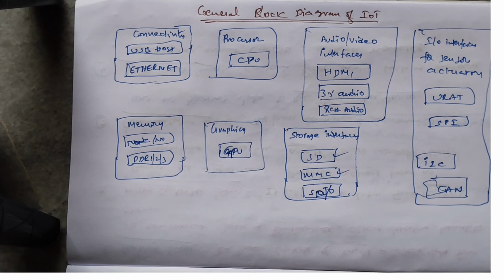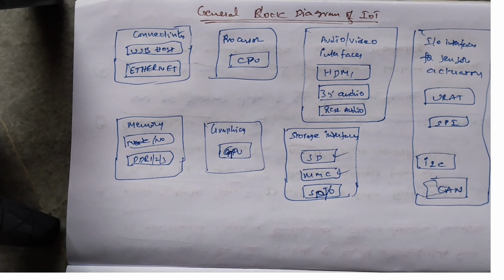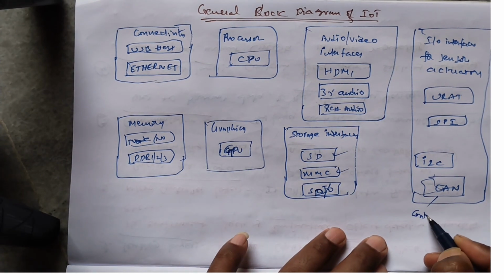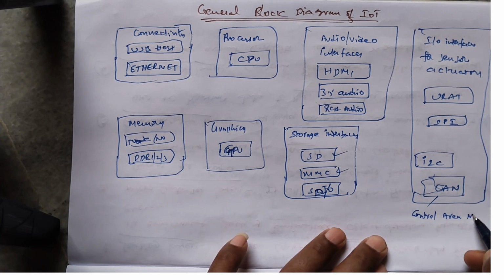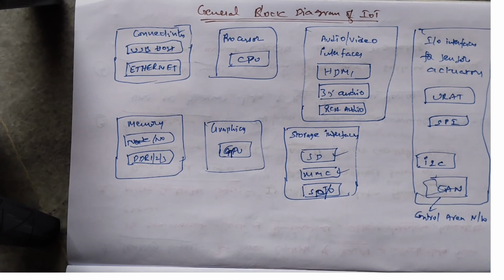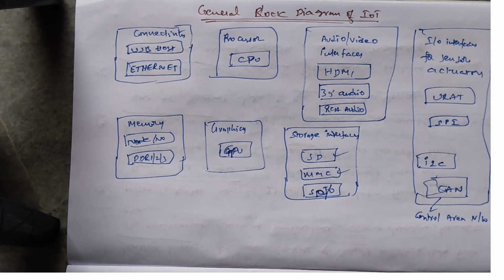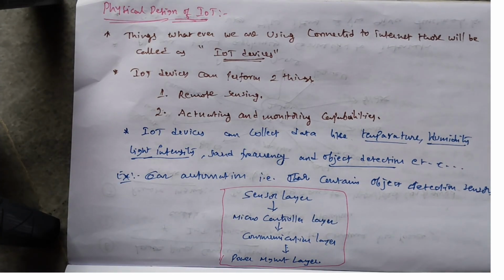UART is nothing but Universal Asynchronous Receiver Transmitter. SPI means Serial Peripheral Interface. I2C is nothing but Inter-Integrated Circuit. The next one is CAN. CAN is nothing but Controller Area Network. Okay, these are about the physical diagram of the IoT devices.